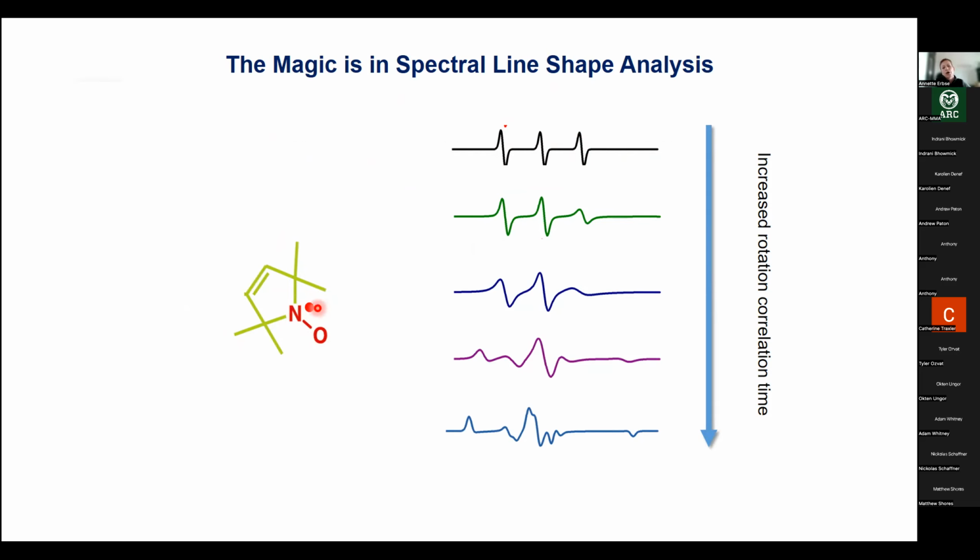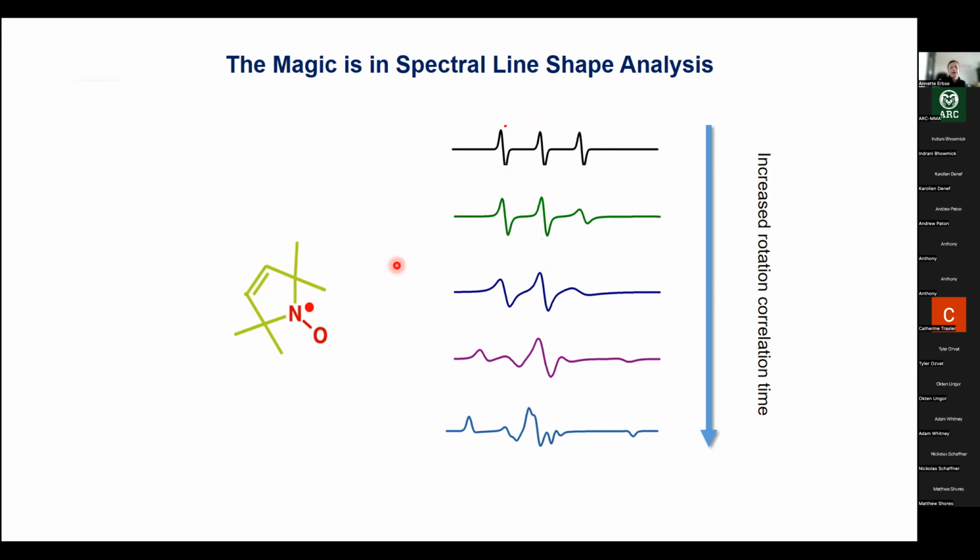Now, if you slow this guy down, the slower it moves, the more the line shape changes. You can see the line shape here in the extreme. This is a powder spectrum, which is completely asymmetric. You can see that with decreasing rotation correlation time, the center line width here gets wider, and the low and the high field peaks slowly move out and also get wider.